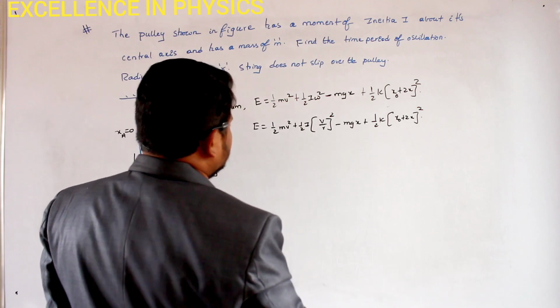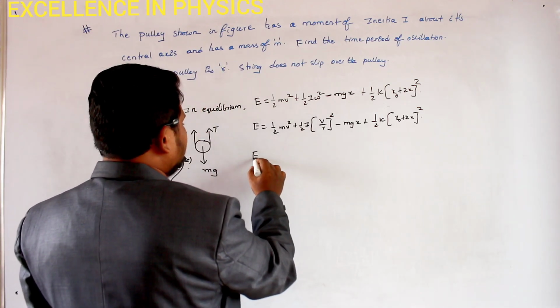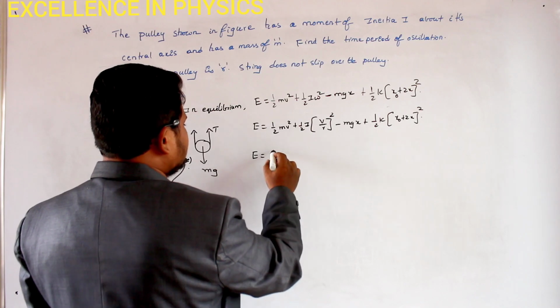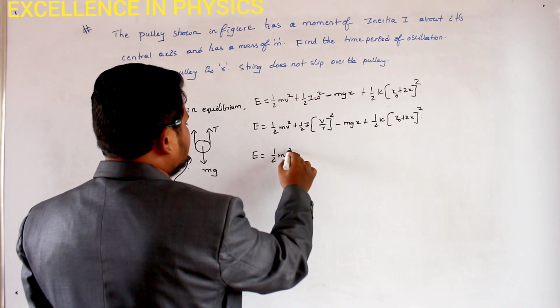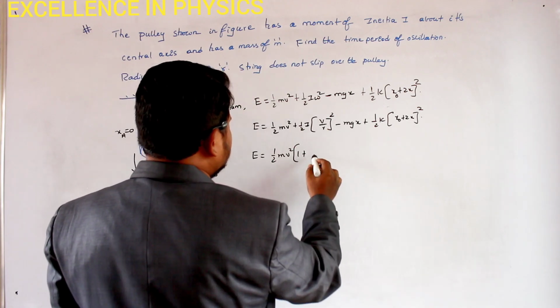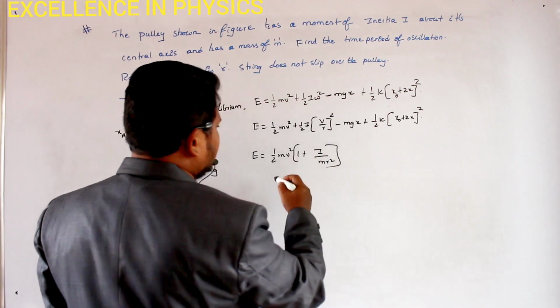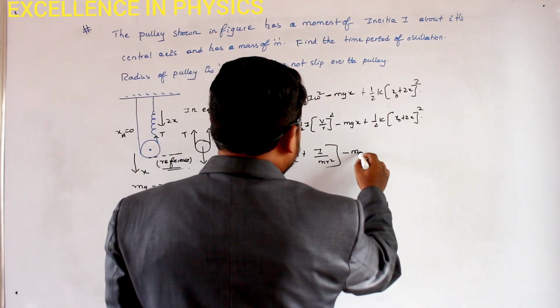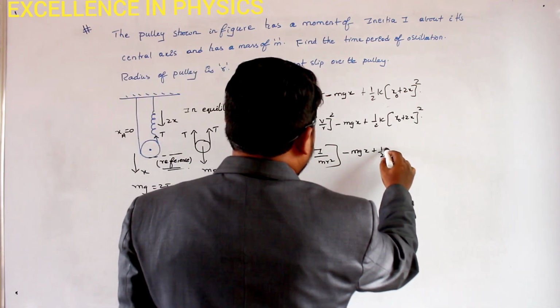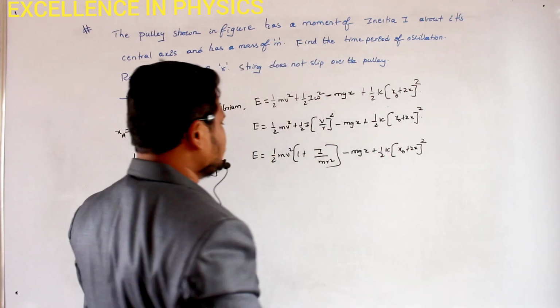Clear? So now what I will do, I will take half mv square common, it is better, so that I can simplify this calculation. If I take half mv square common, then 1 plus, half has already gone, v square also has gone, so I by m r square is what remains. So minus mgx plus half k into (x naught plus 2x) whole square. This is the relation up to which we got.